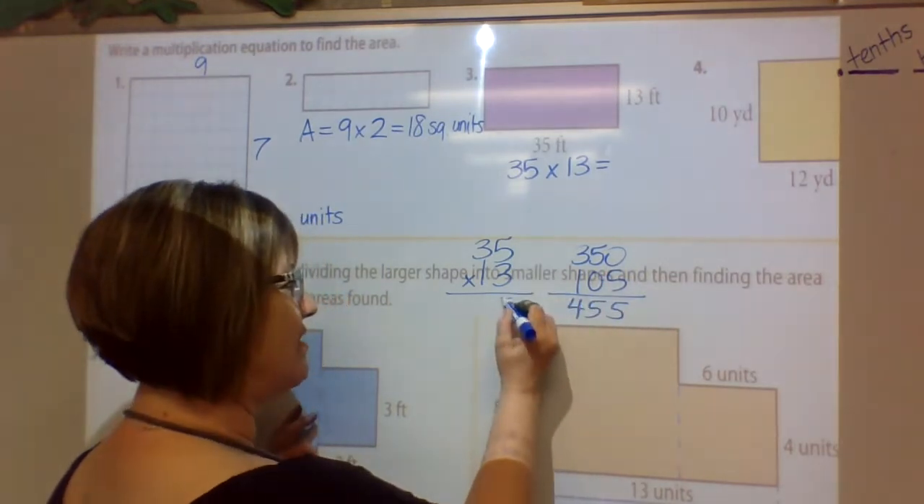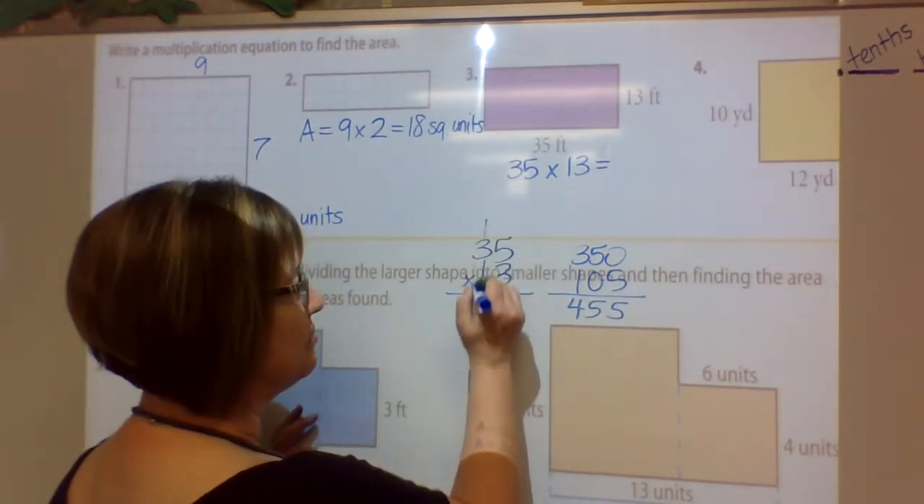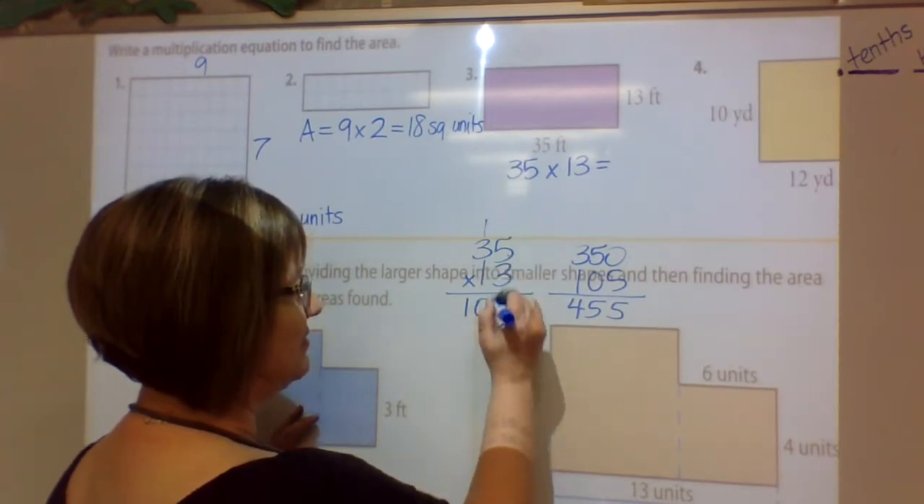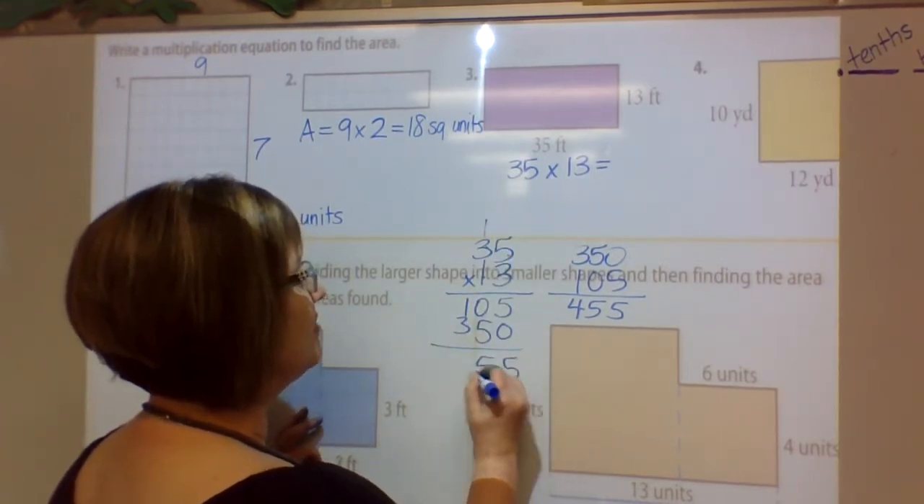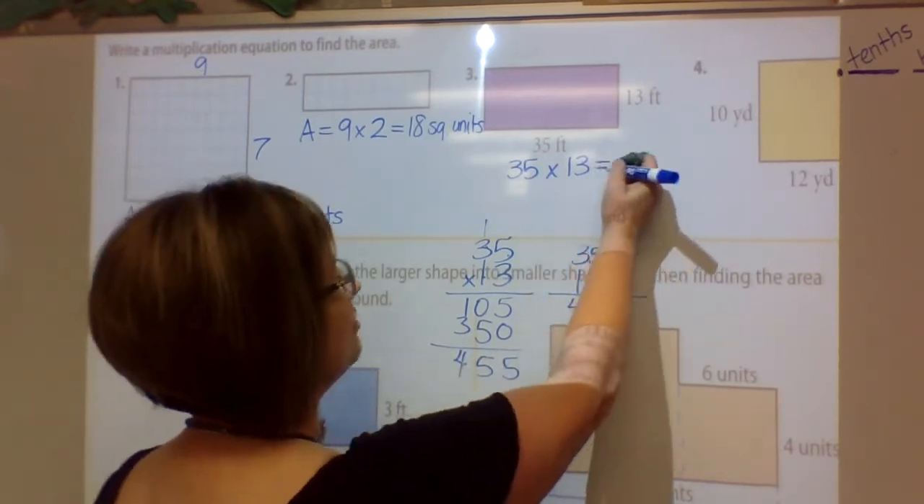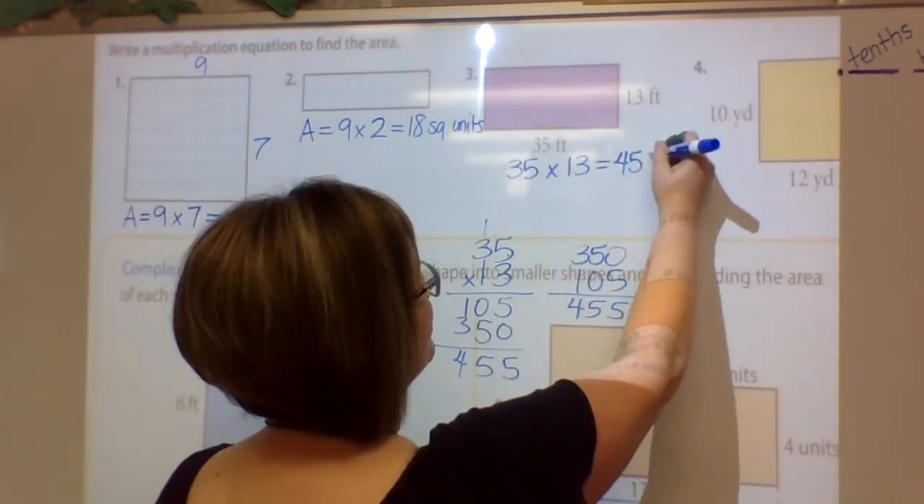Let's see if my head did it right. 5 times 3 is 15. 3 times 3 is 9, plus 1 is 10. 1 plus 5 is 5. 1 plus 3 is 3. 5, 5, 4. I did it right, but always best to double check.